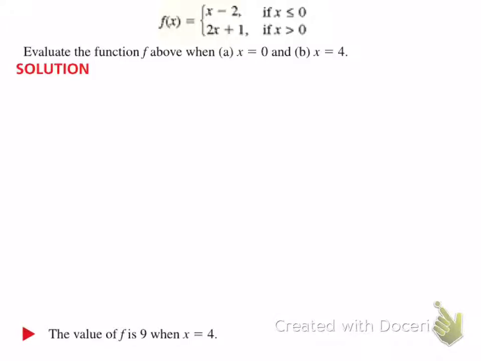Which restriction does 0, when x equals 0, fit into? The first one or the second one? First one. Annabella? The first one? It's the first one, right? When x is 0, 0 is less than or equal to 0. So if that's the case and x equals 0, I'm using this function equation, because that's the function that goes with x equals 0. So I'm going to end up using the original one, which was x is less than or equal to 0, goes with f of x equals x minus 2.